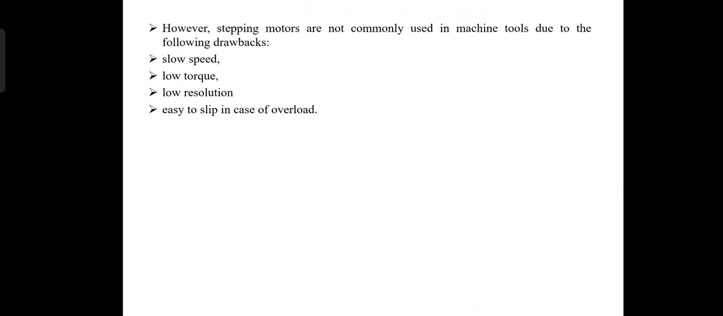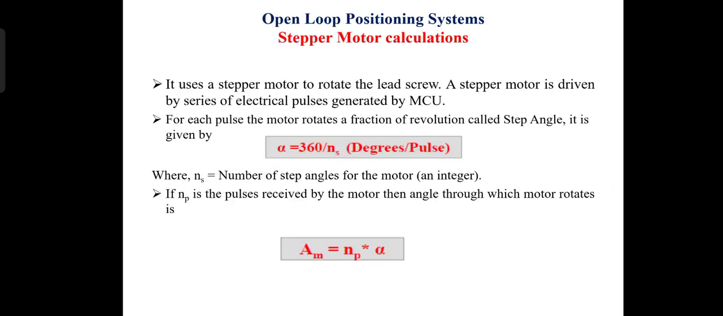However, stepper motors are not commonly used in machine tools due to the following drawbacks: low speed, low torque, low resolution, and easy to slip in case of overload. Open loop position system. Stepper motor calculation: we can define the stepper motor calculation. How can we calculate the stepper motor positioning system?